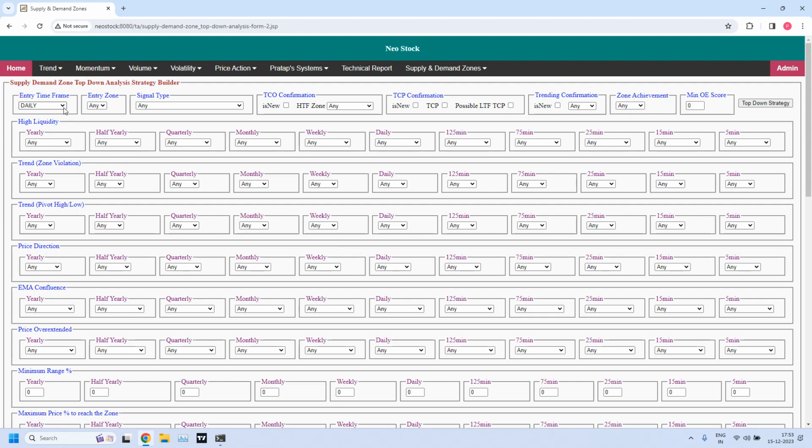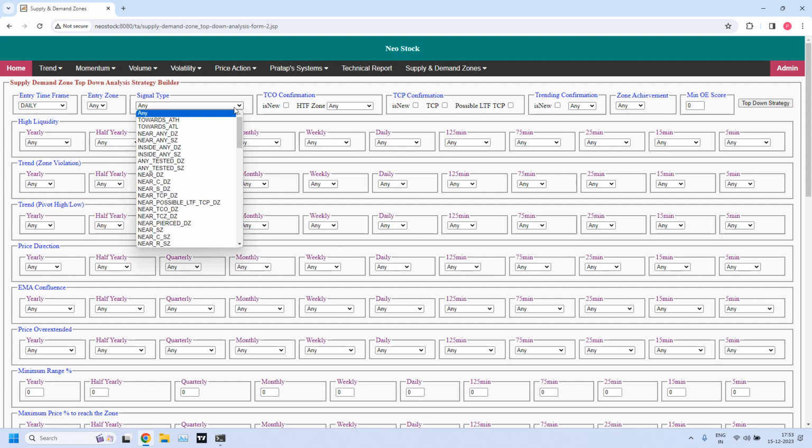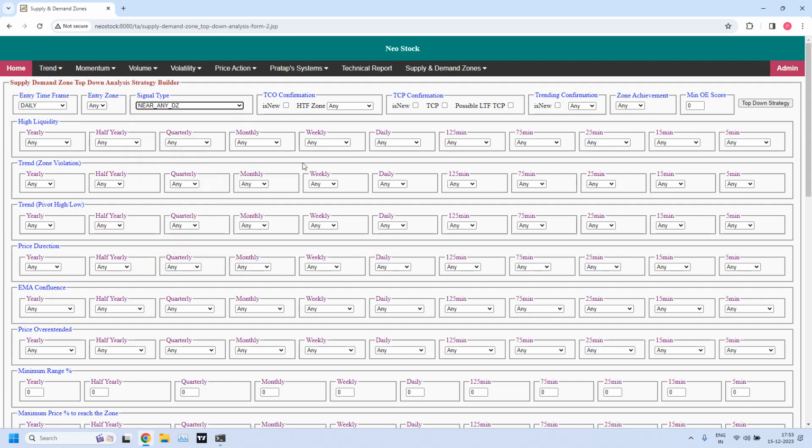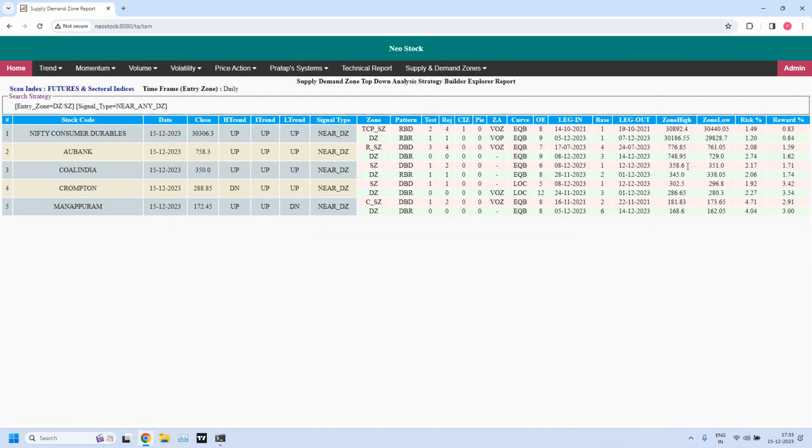Let us generate demand and supply zone reports for the daily time frame. Entry time frame is daily. Let us find the stocks which are near to the daily demand zone. And these 5 stocks are filtered. So any high liquidity daily demand zones? So there are no high liquidity daily demand zones in this list.